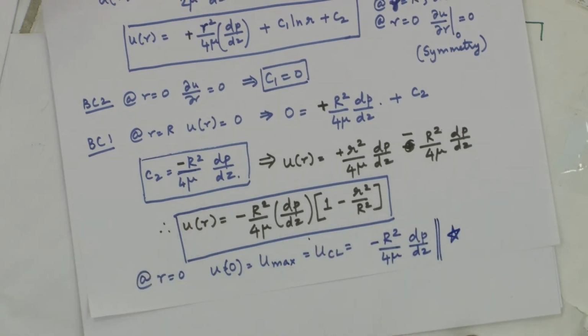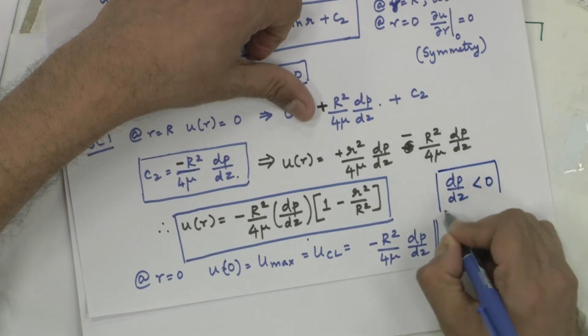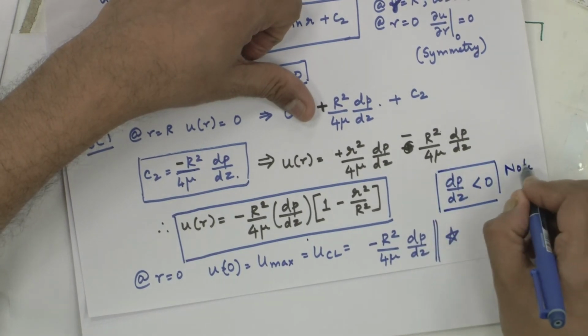Note that dp by dz is always negative. Pressure decreases in the flow direction. Keep this in mind. Therefore, this term is always positive, because capital R squared by 4 mu has a minus sign in front of it. This bracket is always positive, dp by dz is always negative, so u of r is always positive. Now we are left with getting the average or mean velocity.